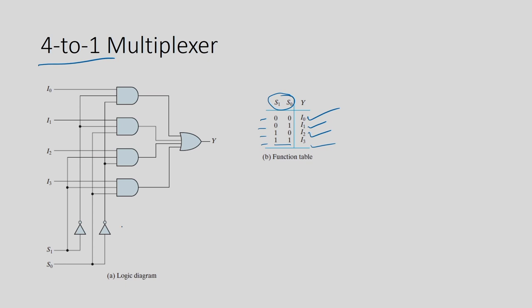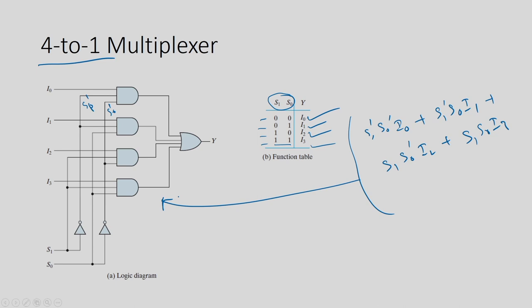So I'll just connect these things, right? So I'll put S1 bar here, this is S0 bar and I0, right? So I can write this as S0 bar, S1 bar, I0, into S1 bar, S0, I1, and S1, S0 bar, I2, and then S1, S0, I3, right? So this is my equation. This is what I have implemented here. I just make the connections according to this equation, and that will select one of I0, I1, I2, I3 to the output based on the values of S1, S0.